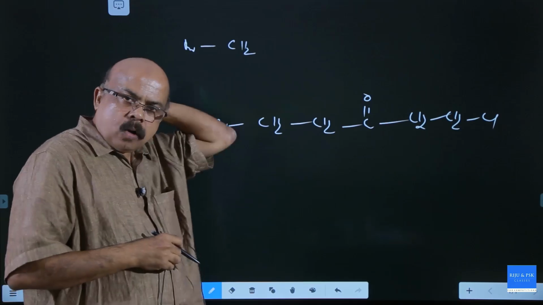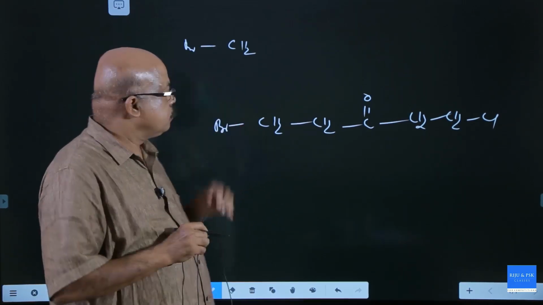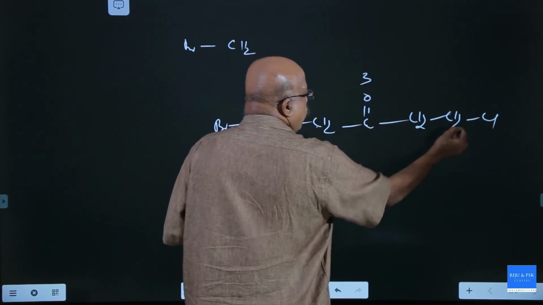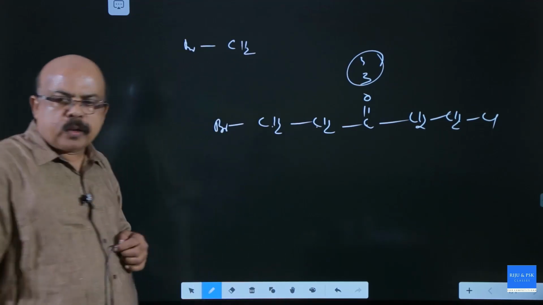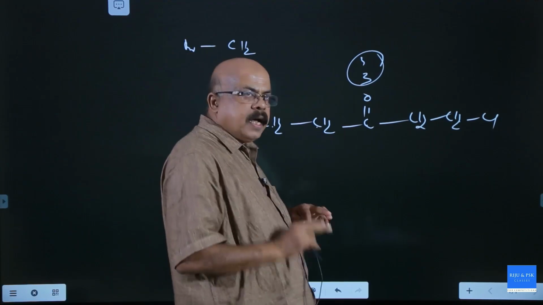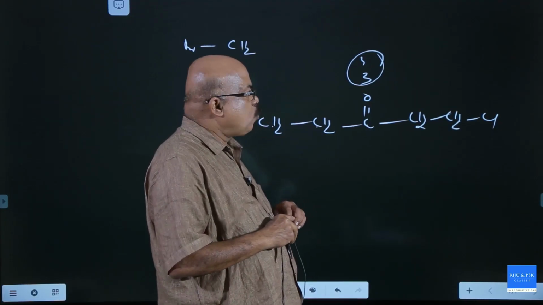The CO group is a ketone, with 5 carbon atoms in the parent chain. Whatever the numbering pattern may be, 1, 2, 3, the CO group is at the third carbon. Then you have to see there are 2 different substituents: one is bromine and the other is chlorine.